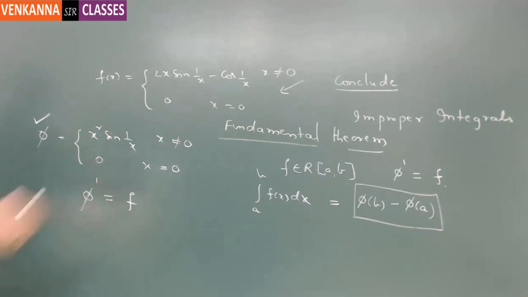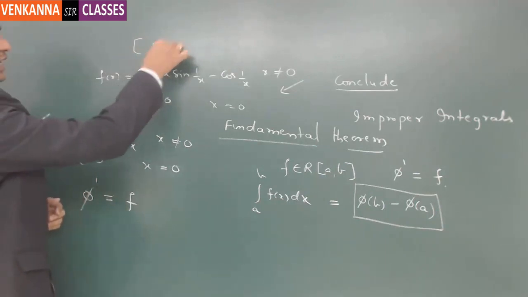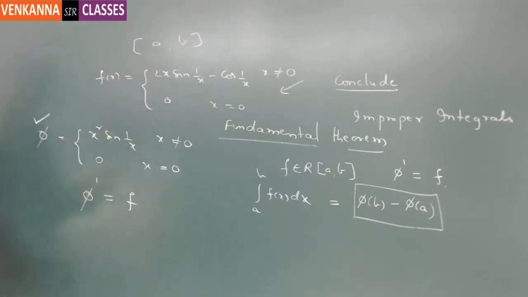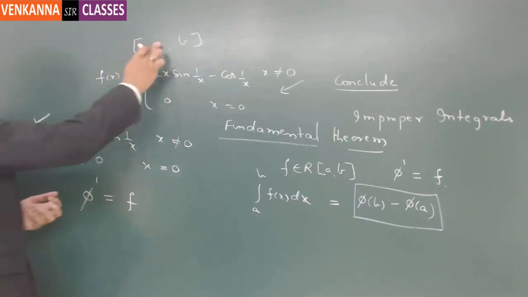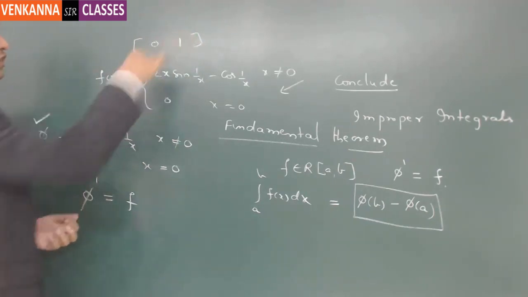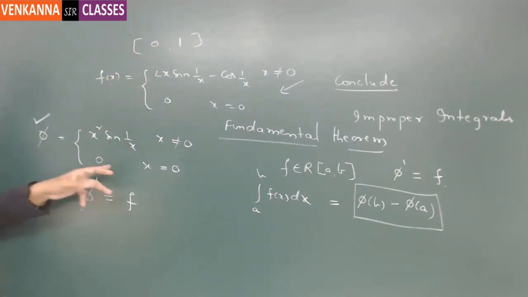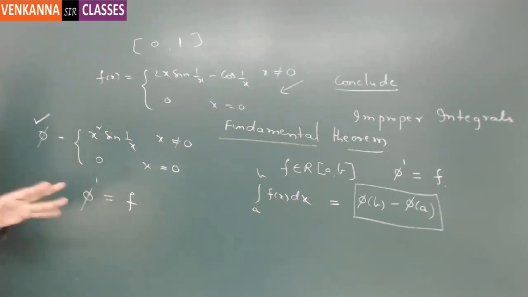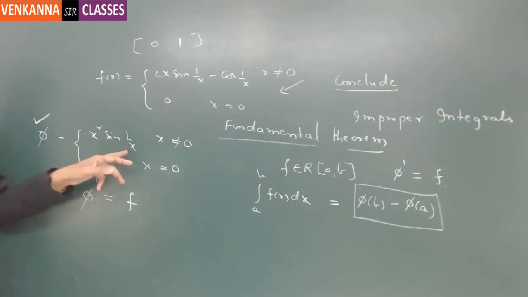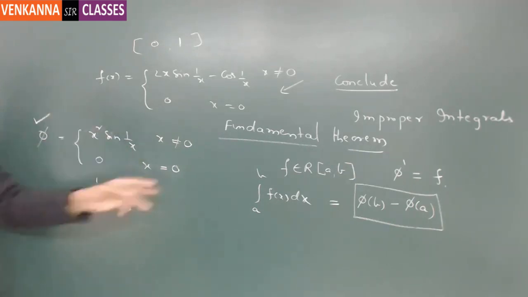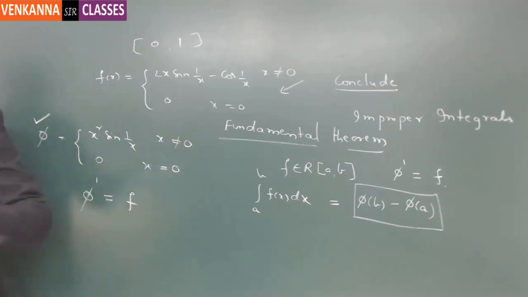If the function f is defined on a closed interval [a, b] involving 0, or if not, say the closed interval [0, 1], you define phi on the interval like this, then phi dash equals f, but it is not continuous. Clear? But this function can be used to evaluate the integral from 0 to 1 of f(x) dx. We can evaluate that. It is nothing but phi(1) minus phi(0). Is it clear for you?